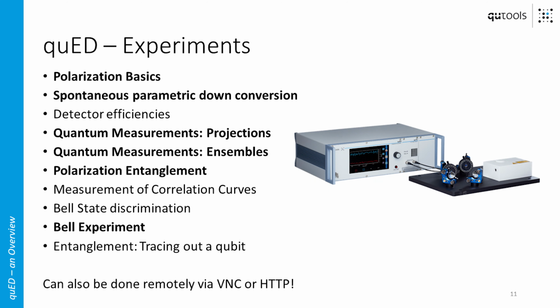So with this standalone tabletop setup, we can now start to have a look at what entanglement actually is. We have to start with some of the polarization basics, and we're going to touch some other experiments that you can do with the device, until in the end we're going to see what polarization entanglement is, how we can describe this, and we're also going to perform a Bell experiment.